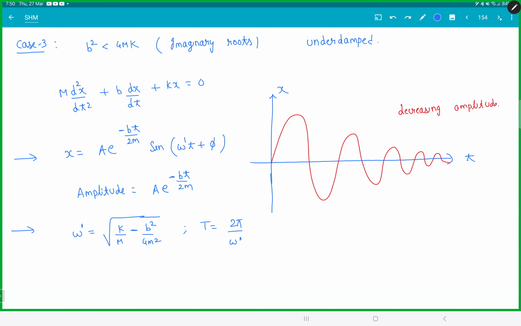If at all they ask you, they'll just ask you what is the condition for over damping. You have to write b² greater than 4mk. Critically damped, b² is equal to 4mk. Under damped, b² is less than 4mk. Just you should know that much.